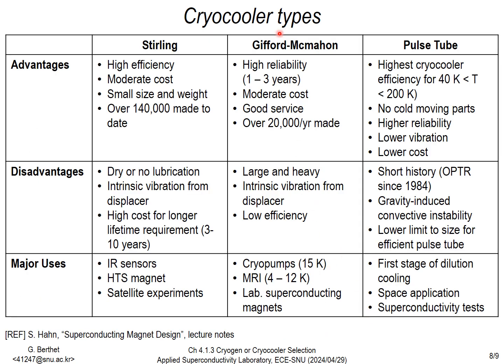When it comes to superconducting magnets at a small laboratory scale, the regenerative cycles are used. Here is a table listing the advantages and drawbacks of each cycle. The main thing to remember is that the Stirling cycle is used most of the time for HTS magnets because of its small size and weight. The Gifford-McMahon is used for its high reliability in MRI, and the pulse tube is used with dilution cooling for superconducting quantum computing. However, being a rather new method compared to the others, it is still not often used.